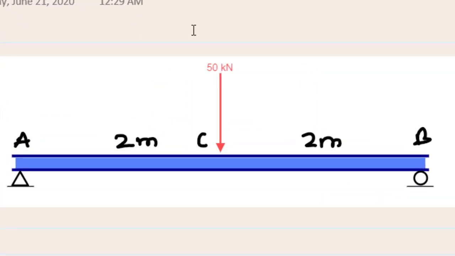Today I will be talking about how we can calculate the shear force and bending moment diagram for a particular loading case. In order to understand the shear force and bending moment diagram, we are taking a very simple case in which we have one load acting at 2 meters from point A and also 2 meters from point B, or in other words, acting at the middle point between A and B.